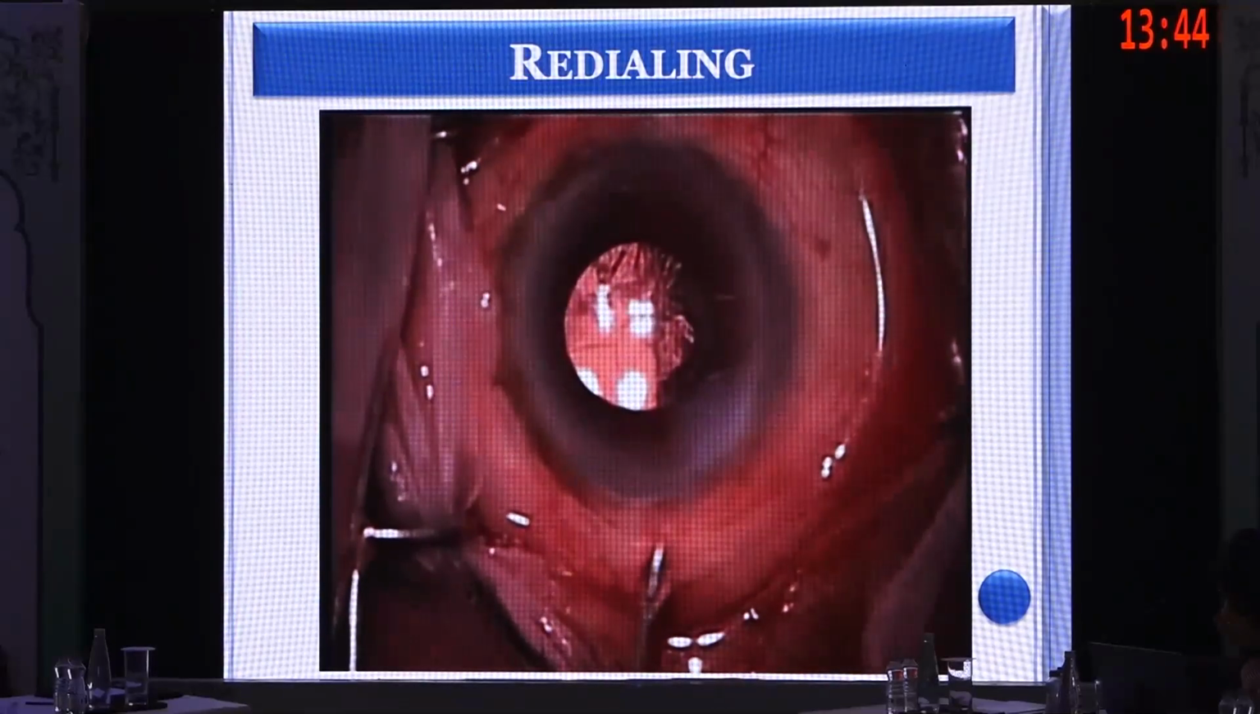The only thing is that when you dial it, you remove the viscoelastic completely, because otherwise if there's any retained viscoelastic, there's a chance of rotation of the IOL and it will again get decentered.